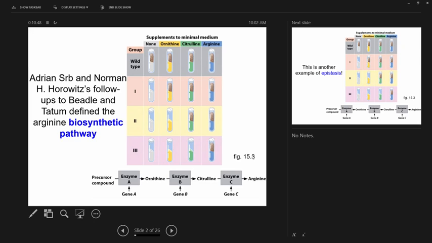Well, many biosynthetic pathways have a whole bunch of steps. Here we're just showing 3 enzymatic steps. So we're starting out with a precursor compound. Enzyme A, encoded by gene A, converts that into ornithine. Enzyme B converts ornithine into citrulline. Enzyme C converts citrulline into arginine.